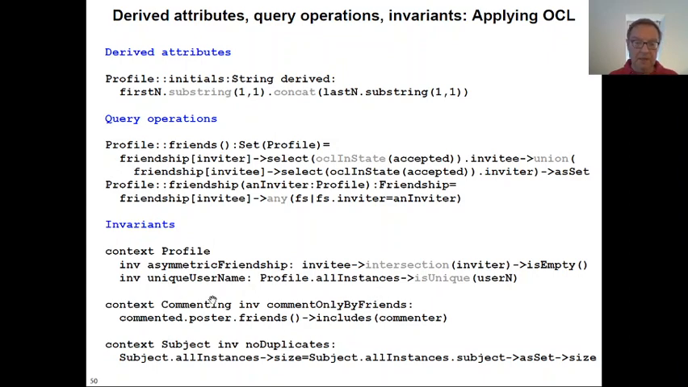The third invariant, we have discussed quite in detail on one of the earlier slides. This is the requirement that a commenting for a posting can only be done by a friend. And we have discussed this in detail in a previous slide and in a previous session.